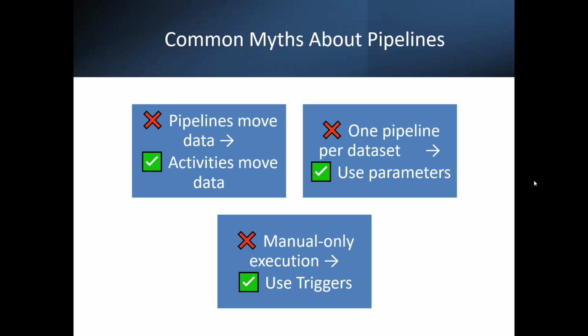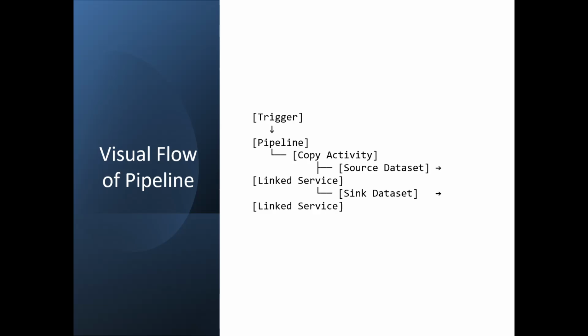So here's a visual flow. The pipelines like we discussed. You'll have a trigger, it starts, and then we have your pipeline, and we'll do the copy activity from source dataset, and then you have linked services, and you have your sink dataset and links to linked services.